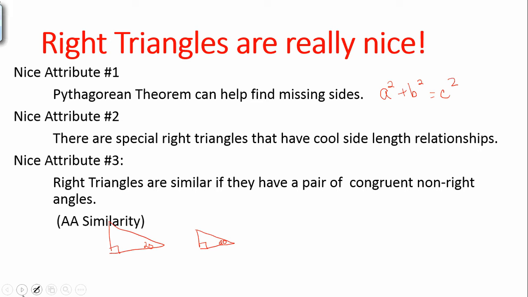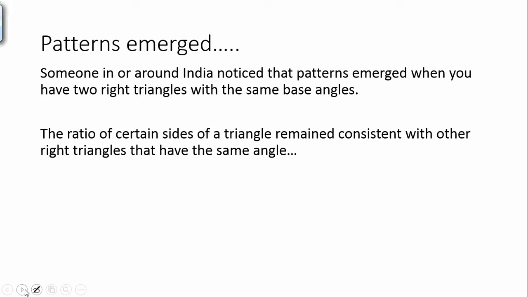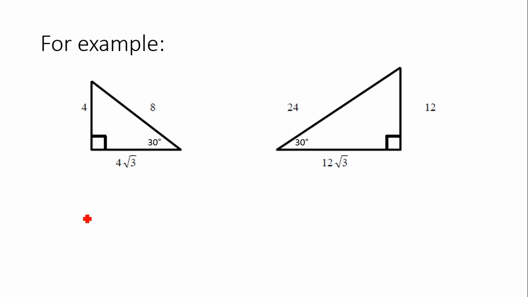So as people start studying right triangles and these nice understandings about what triangles have to offer, some patterns emerge. So someone in or around India noticed that patterns happened when you have two right triangles with the same base angles, similar to the ones that I just drew. The ratio of certain sides of the triangle remain consistent with other right triangles that have that same angle. So let's consider this example. Now in this example, these two right triangles are similar. I know this because they have angle-angle similarity. Notice the 30 degrees, the 90 degrees, the 90 degrees. The right triangles are similar.